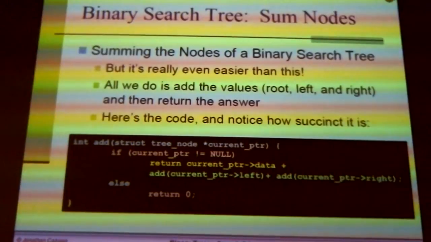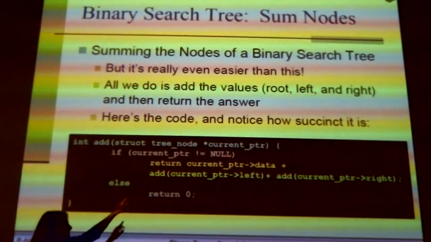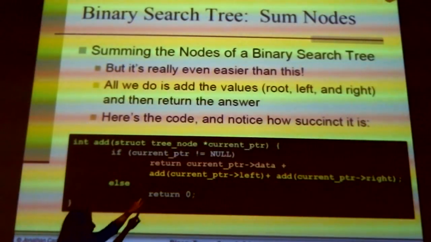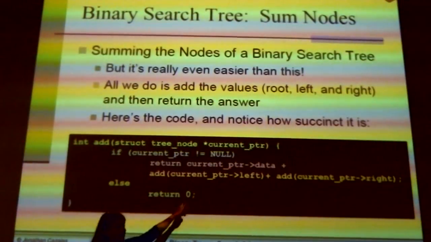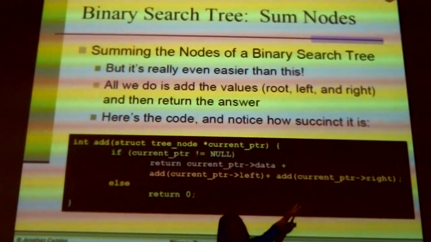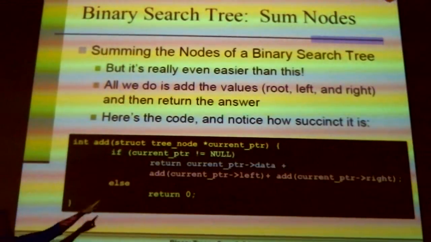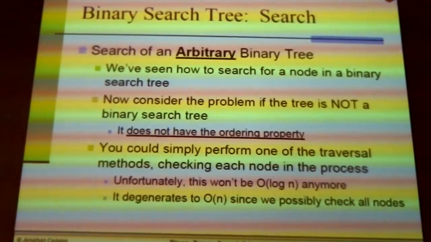So the code is pretty short and sweet. But what it includes is it's going to take the data of the current pointer, and add the data of the current node's left and the data of the current node's right. And then it keeps checking for each left and right if they are null. And it does that in a recursive manner. So walk through it all.